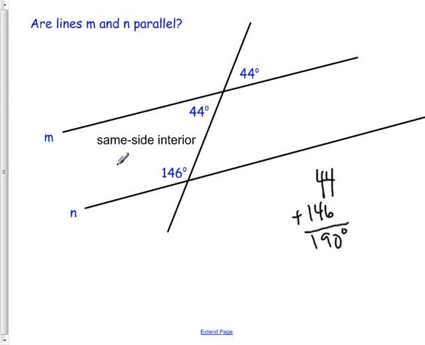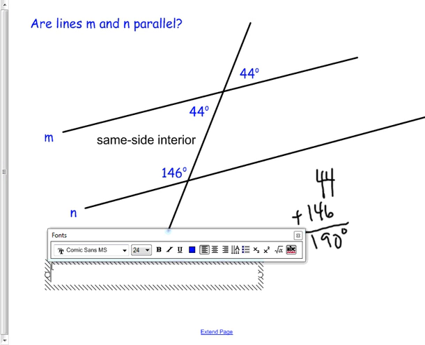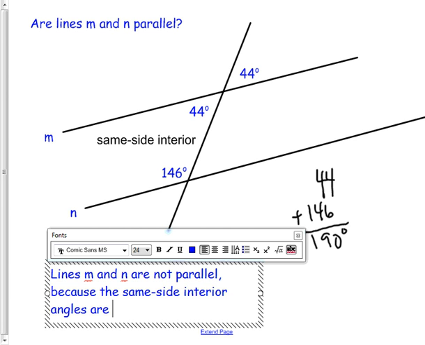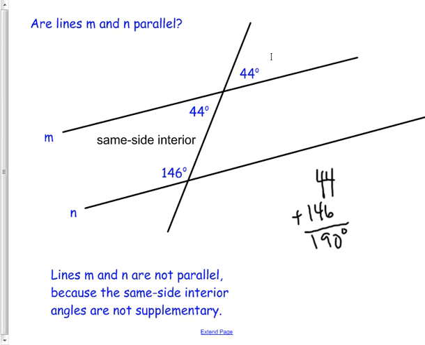That tells me that since the same side interior angles are not supplementary, lines M and N are not parallel. If I were writing this out, to spare myself my penmanship here, I would write: lines M and N are not parallel because the same side interior angles are not supplementary. If you're writing out a solution to a problem like this, this is how you should phrase it. We do know that these two angles are congruent because they are vertical angles. All vertical angles are congruent, so these two are the same. Since 44 and 146 don't add up to 180, lines M and N are not parallel.